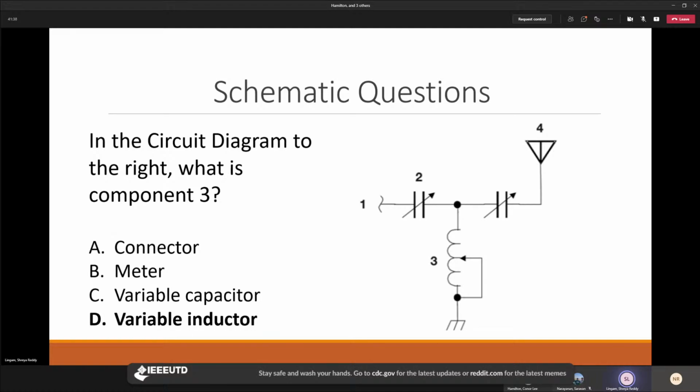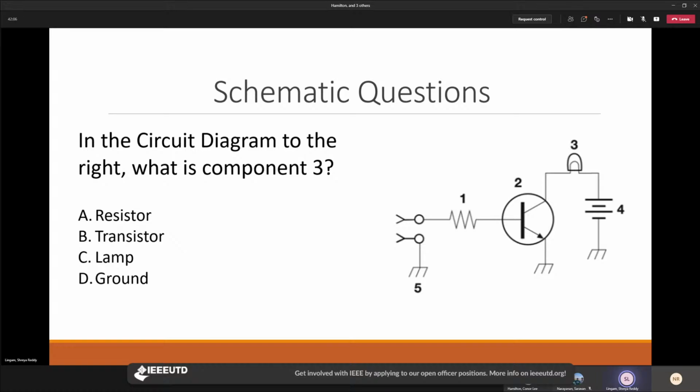Okay, the answer is D, a variable inductor. So first, if you look at component 3, you can tell that it's an inductor because it looks like a little coil. And inductors are made of insulated wire wound into a coil. And then usually a diagonal arrow going through the component, like in component 2, shows that it's a variable component. So component 3 would be a variable inductor.